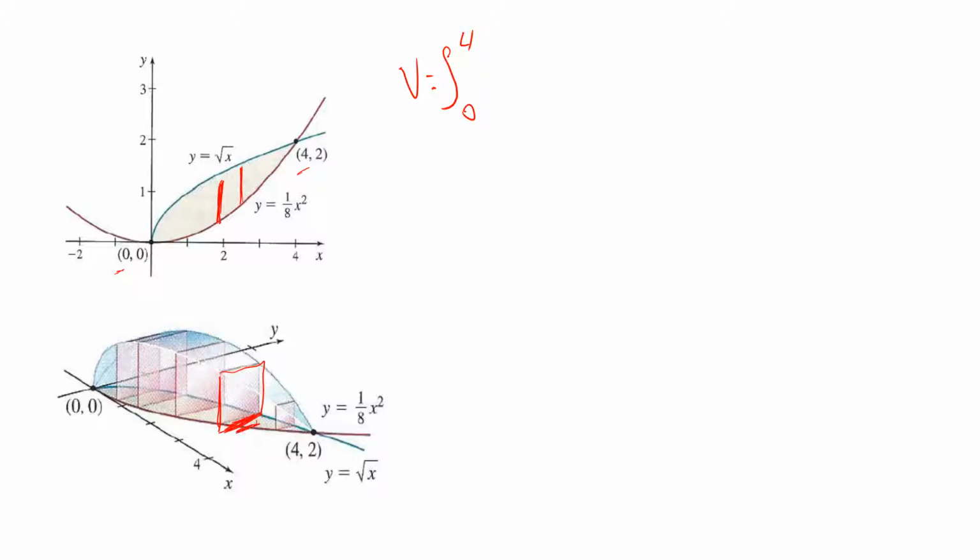What's the length of this base? It's what we were looking at yesterday. It's the top minus the bottom. So we're going to have the top, square root x, minus the bottom, 1/8 x squared, all squared, because that's how we get the area of the square, times the width of the square, dx. Integrate this, we're going to get volume.